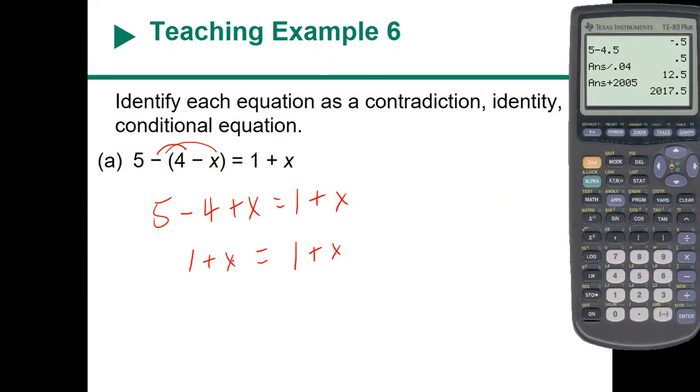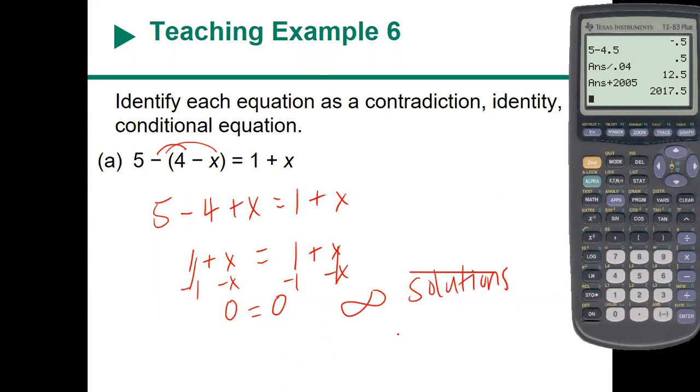Notice how the left side is equal to the right side. And if I continue this, if I subtract 1, subtract x, it's going to come down to 0 equals 0. That's all I'm going to be left with, right? 0 equals 0. When this happens, it means you have infinite solutions and you have an identity equation.